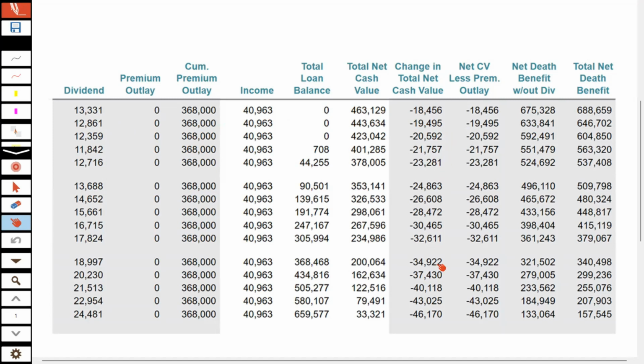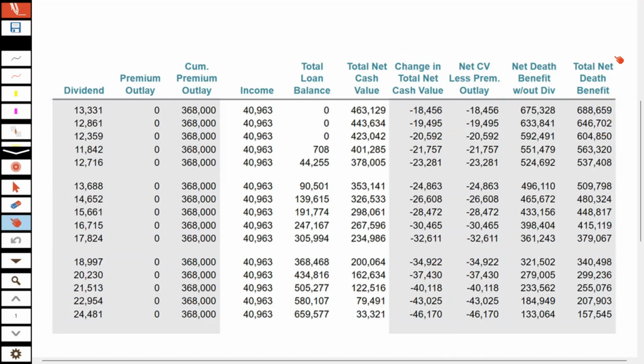But it takes until this year down here for the amount of money that you're pulling out to be what your cash value is decreasing by. So this shows the efficiency of the policy even when you're taking money out. It's still growing as you're taking money out.